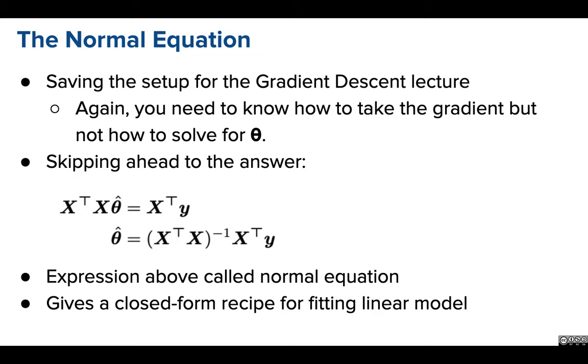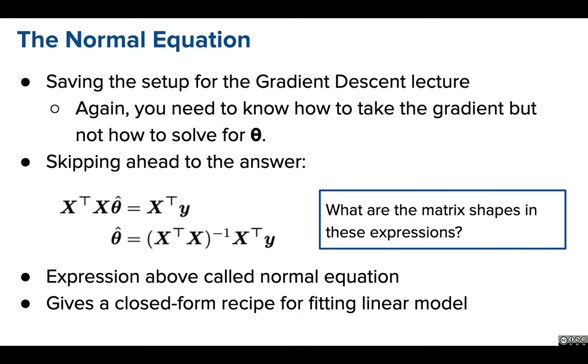Just like how for the constant model, I can fit the constant model by just saying theta hat is the mean of my sample points, I fit a multivariable linear model by saying that theta hat is equal to this. It's a long expression, but it's a recipe. I can put this recipe into Python and fit a linear model the same way I could fit a constant model. So again, you should go home and figure out the matrix shapes in these equations.